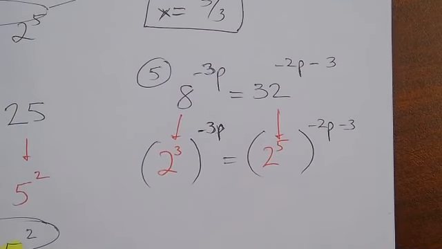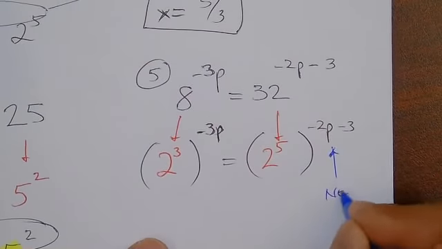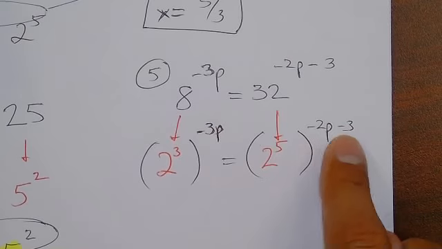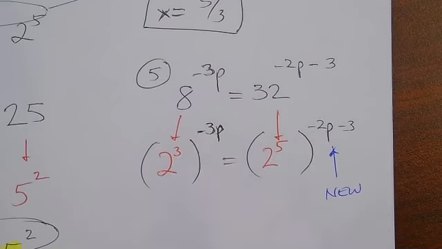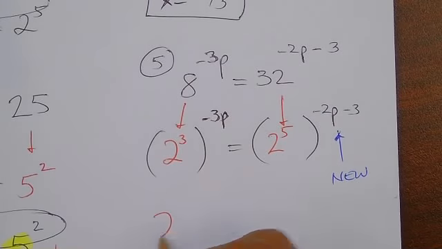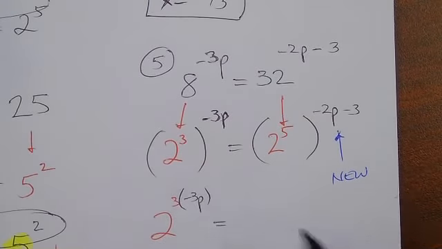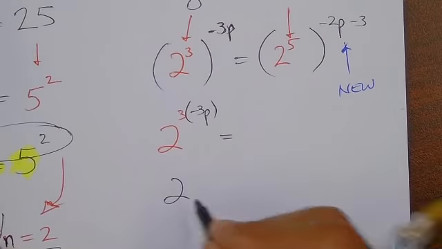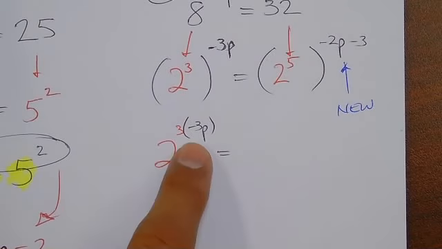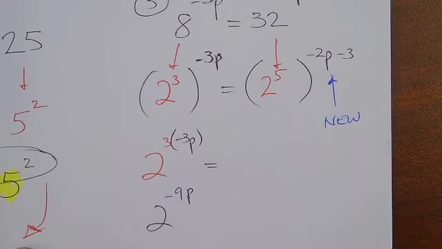And then we still got this other one, but see, this is new right here. Something new. Can somebody tell me why this one is different from this one? Yeah, this one is a binomial, two terms, where this is just a monomial, just one term. Does everybody agree? I'm just going to do this little step right here. Does everybody agree this is going to be 2 to the power of 3 times negative 3p? I know some of you don't need to see that. I know some of you know that it's going to be 2 to the power of what? Negative 9p.